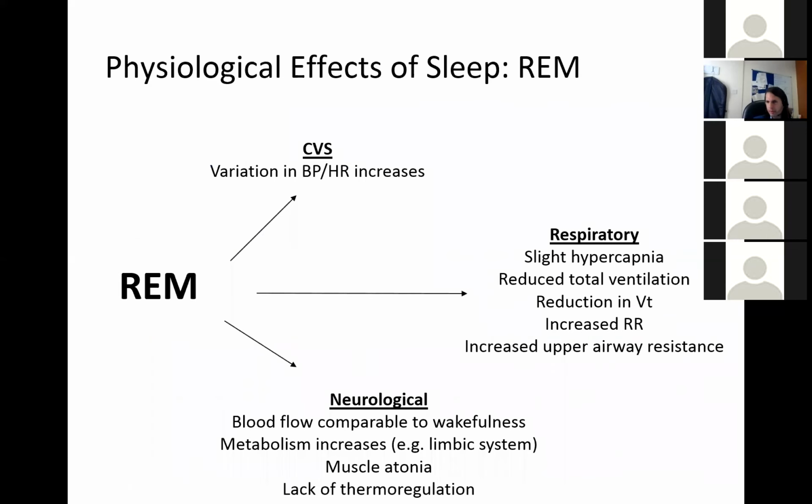In REM sleep, you have a variation in blood pressure and heart rate, which increases compared to non-REM sleep. The blood flow is increased compared to non-REM, and it's very comparable to when you're awake. Your neural metabolism increases in the limbic system. Your muscles are very floppy, and your thermoregulation is impaired.